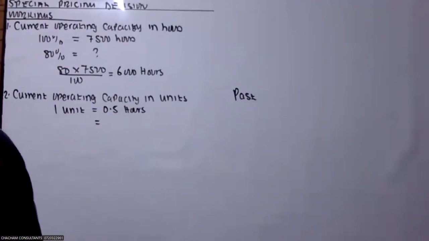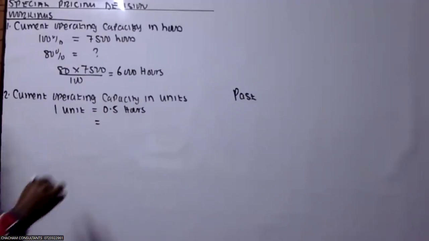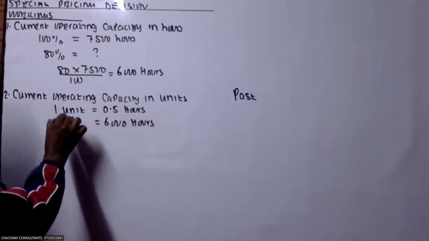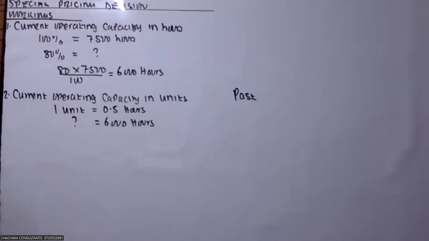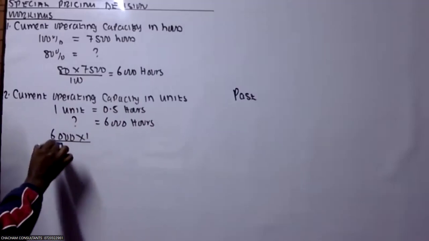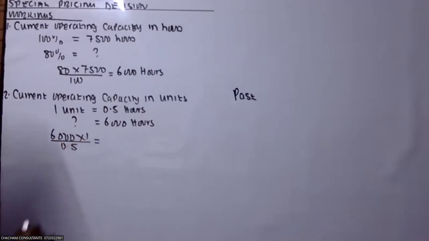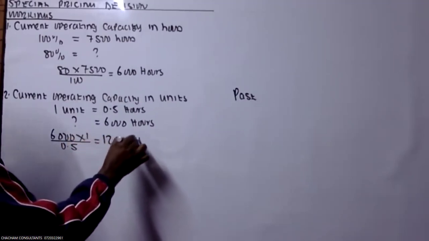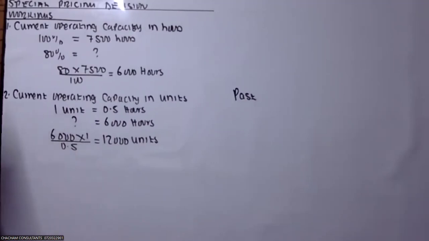So the question we need to ask ourselves is, with 6,000 hours, how many units are we producing? So this now will be 6,000 times 1, you divide by 0.5. That gives 12,000 units.